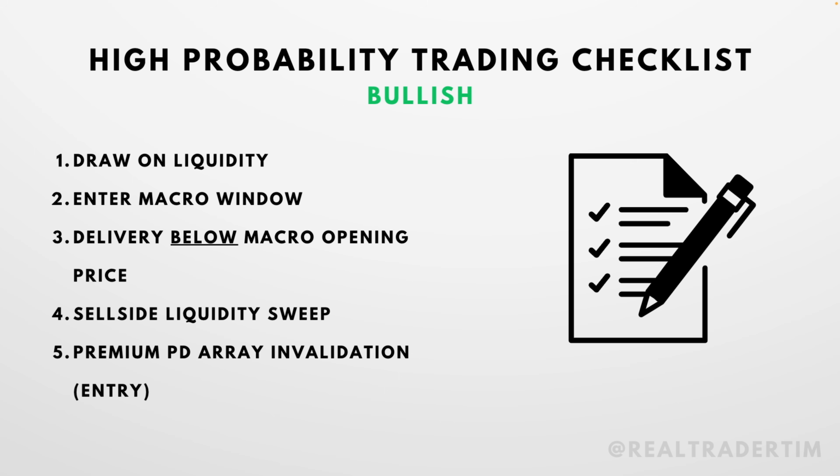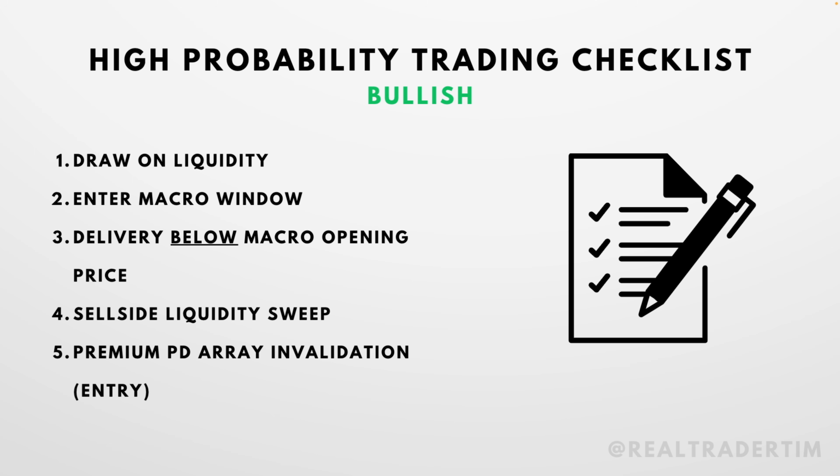Eastern Time is the 9:50 macro. After we enter the macro window, we look for price to deliver below macro's opening price. So we are simply looking at what price the market is at when the 9:50 1-minute candle opens. That is your macro opening price. We want to see price deliver below there. In number 4, sweep sell side liquidity.